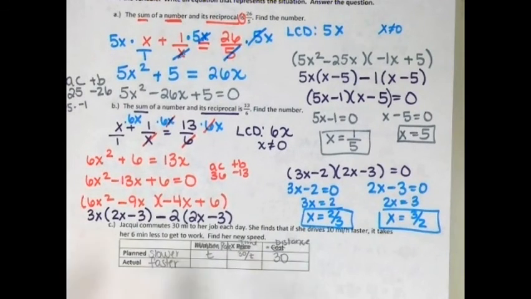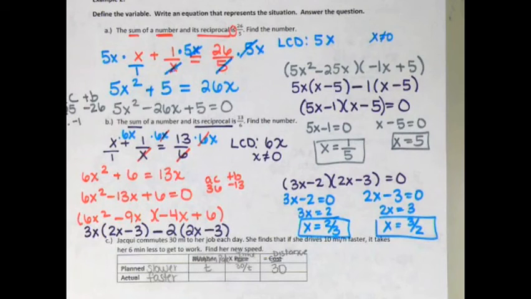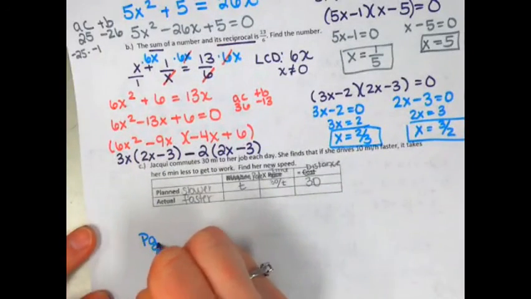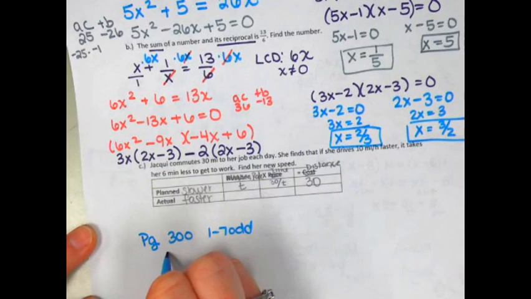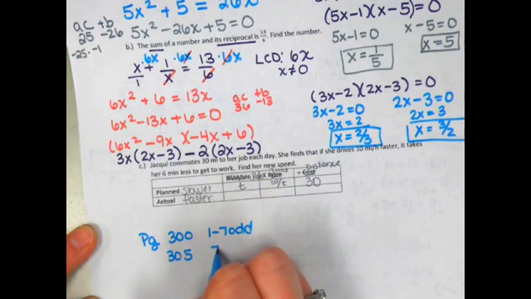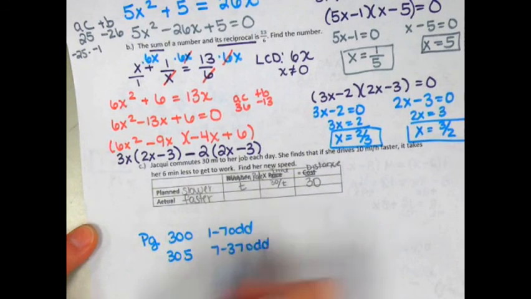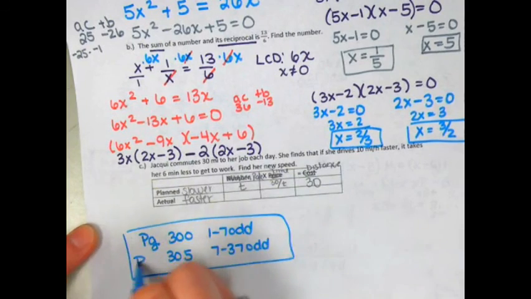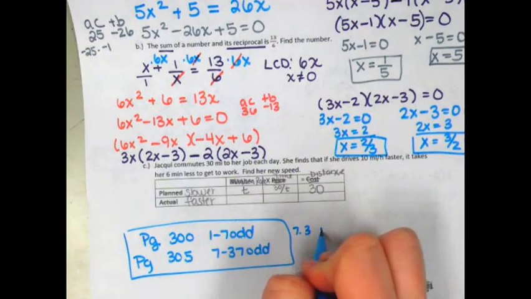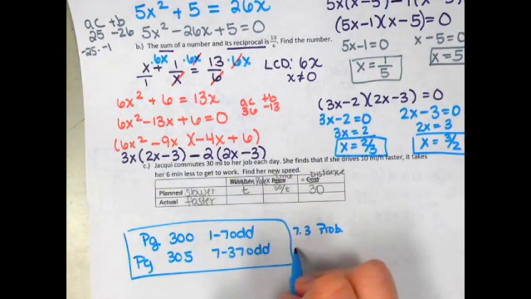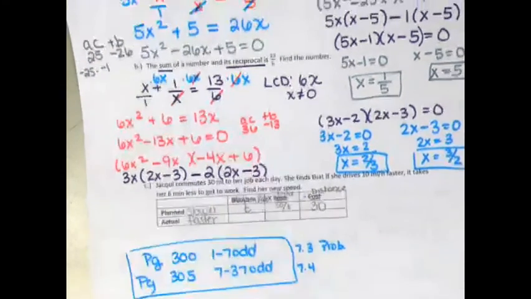No. All right. Next class, we'll do the last story problem. So you don't need to worry about that one right now. Your homework assignment is page 300, 1 through 7 odd, and page 305, 7 through 37 odd. The first ones are your story problems from 7-3. And then these are from 7-4. I do not have any word problems like the example 2 here. I don't have any word problems for 7.4 yet.